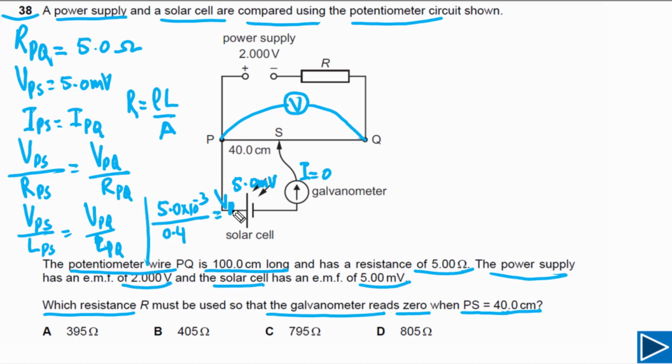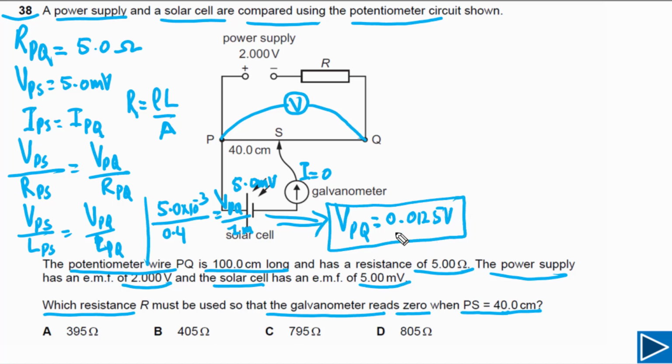VPQ we need to find out. So this is VPQ divided by length of PQ, 100 centimeters. So simply this is 1 meter. From here we can find out VPQ. So if we solve this one, VPQ simply will be equal to 0.0125 volt. So this is the value of VPQ. Now we have the value of VPQ, so we can find out the potential difference across R. So I will say VR. So we can find out the potential difference across the resistor R.